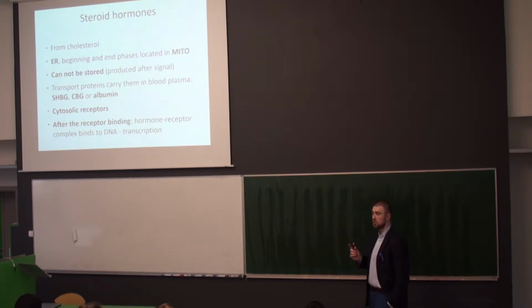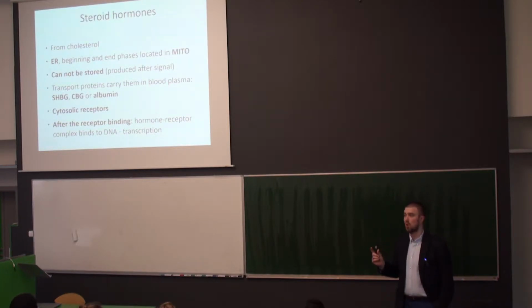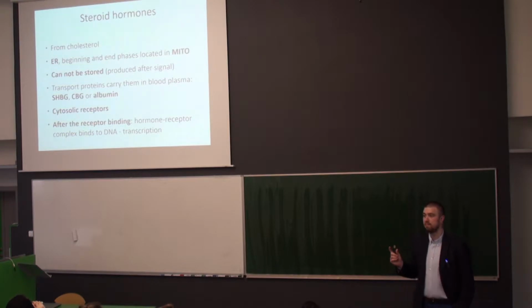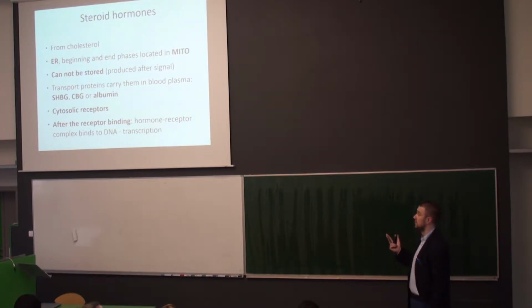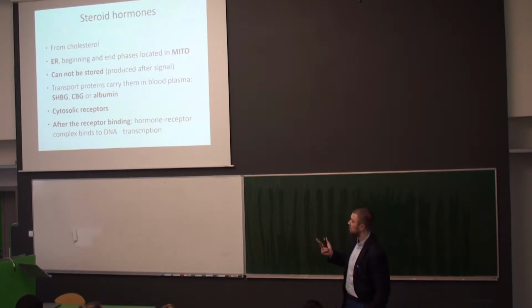I think that with histologists, you describe these cells producing steroid hormones. So how can you identify them? Tubular mitochondria, then lipid droplets, and yes, smooth endoplasmic reticulum. So that's the typical triad for these cells. And therefore, it's not surprising that the steroid hormones will be produced in mitochondria, the beginning and end phase, and the majority in the smooth endoplasmic reticulum.